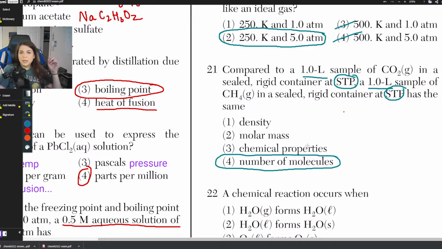Chemical properties will not happen. They're going to have different boiling points, different melting points. They're going to have different reactivity. Well, that's physical properties. The reactivity is chemical properties. They're both nonpolar, which would work.